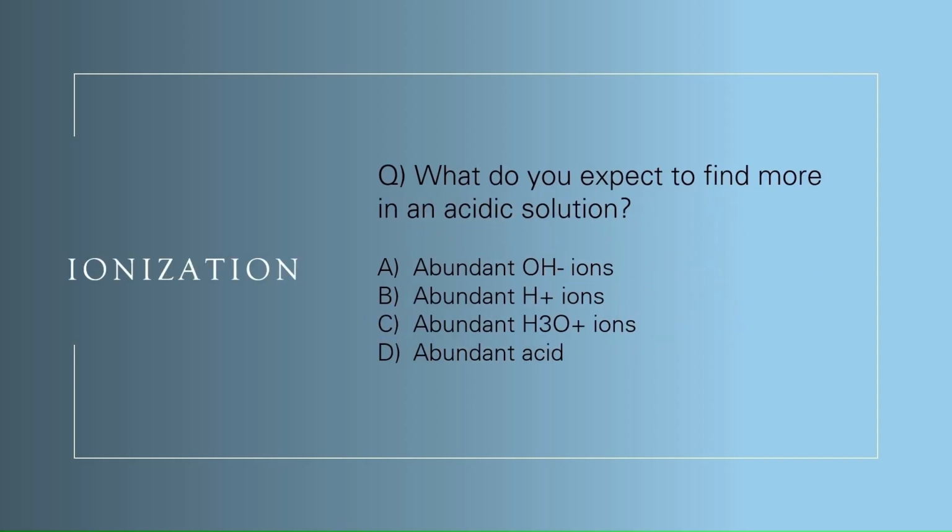Okay, another question. What do you expect to find more in an acidic solution? The answer is going to be H3O plus ions, also known as hydronium ions. In theory, we follow B, H plus ions, because when you look at an equation, it's easier to look at it as H plus than H3O plus. It's just that in practicality, H3O plus is formed by simply the attachment of the proton to a water molecule. That is all it is. So we just stick to H plus, okay?